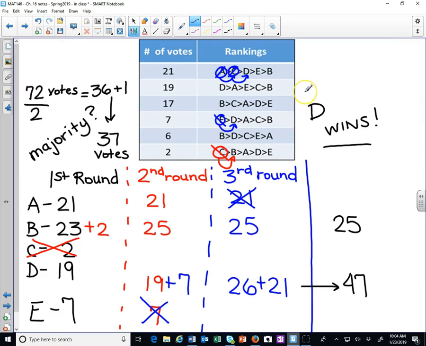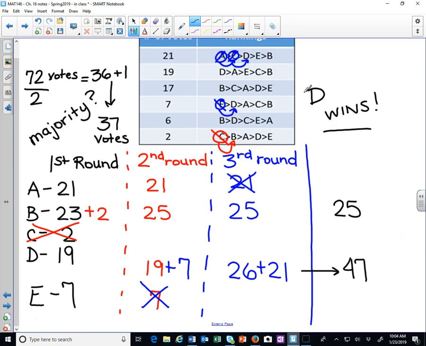And then the last method it asked about and that we learned about is the Hare method. The Hare method, we start off just like the plurality method. In the first round of the Hare method, it's just the plurality method. So we're just looking at first place points here. For first place points, A, B, C, D, and E, we had 21 for A, right? B had 23 because they were first place here and here. So we had 17 plus 6, right? That's where we got the 23. C had 2. They were first place there with 2 votes. D had 19 from this one.